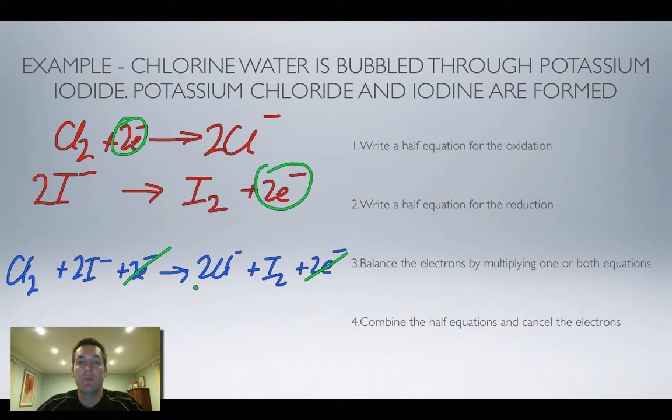I can rewrite it if I want without the electrons in it at all, but there's no need to do that if I've crossed them. Okay, so there we go. That's how it's done. That's me following those rules.